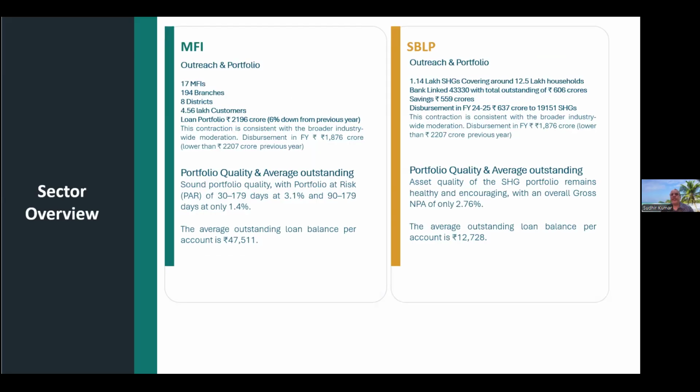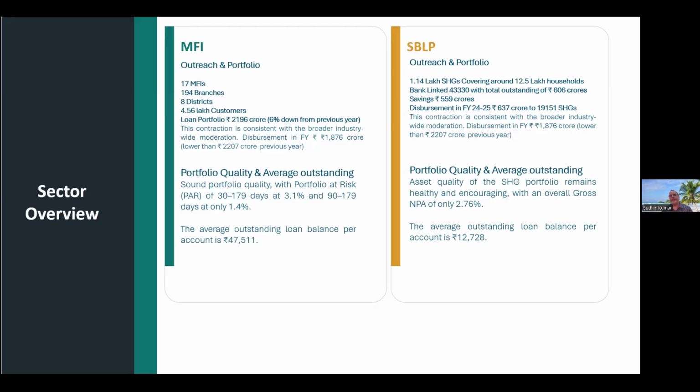Around 606 crore portfolio, 559 crore savings, which pegs the savings to credit ratio at around 1 point something. The average outstanding of SHG per client comes around 12,700 if you divide the portfolio by the number of clients. Repayments are good overall. Even bankers' perception is really positive about the whole SHG financing. NPAs are roughly around 2.76%.